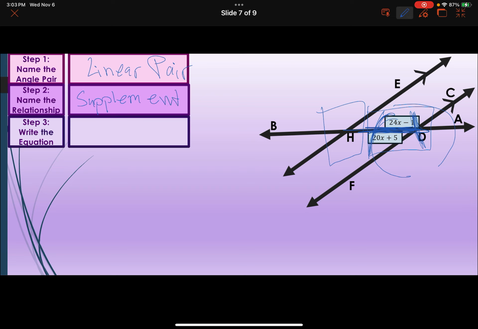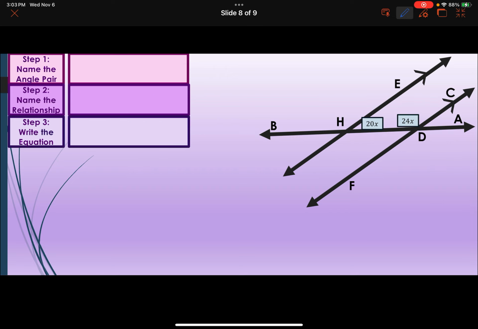Supplementary is a little bit trickier. You have your two parentheses, and instead of an equal sign, you put a plus sign in between them, and then at the end you put equals 180. Then you just fill it in. So that's the 24x minus 1 and the 20x plus 5. Again, make sure you include those parentheses. Schoology will count it wrong. Again, all we're doing right now is setting these things up.